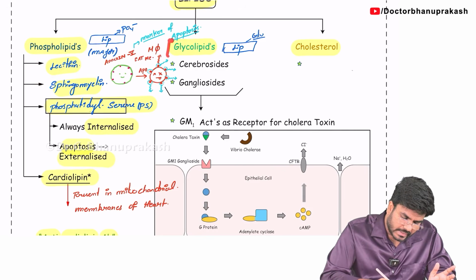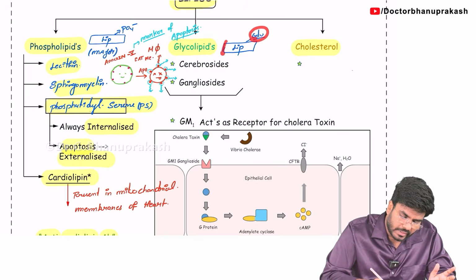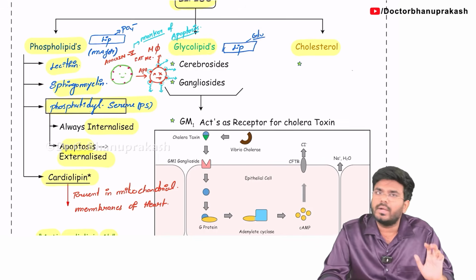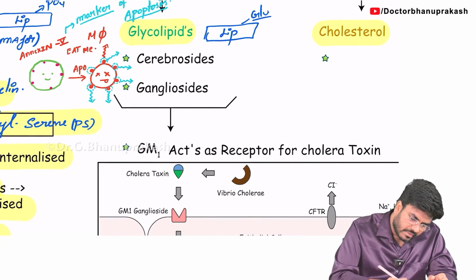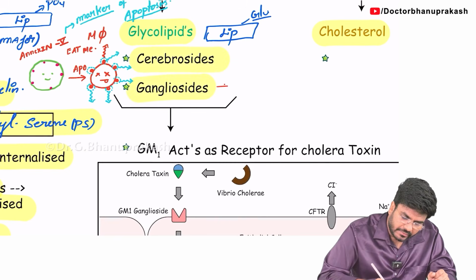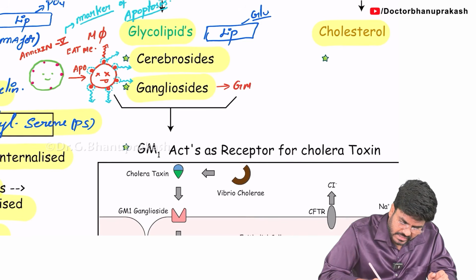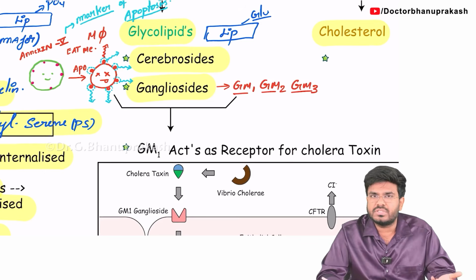Next, look at the second type of lipid. The second type of lipid is called a glycolipid, a lipid to which some carbohydrate group is attached. Now, based on the structure, the glycolipids are further divided into types like cerebrosides and gangliosides. And these gangliosides are also of different types, like GM1 ganglioside, GM2 ganglioside, GM3 ganglioside.